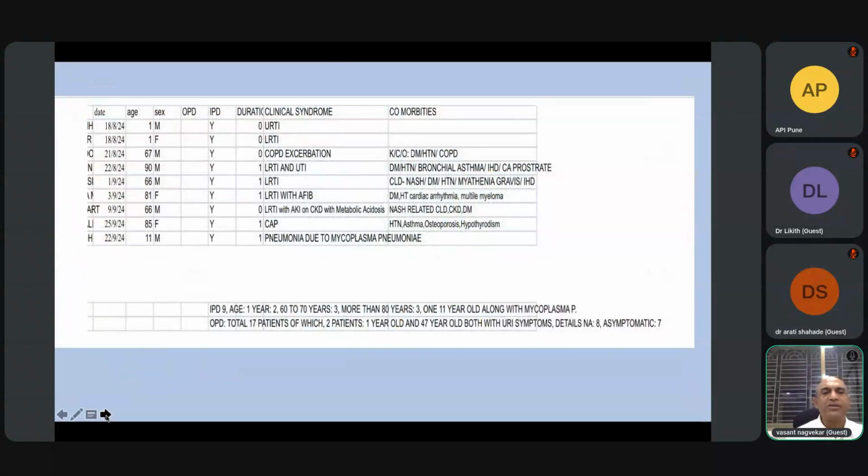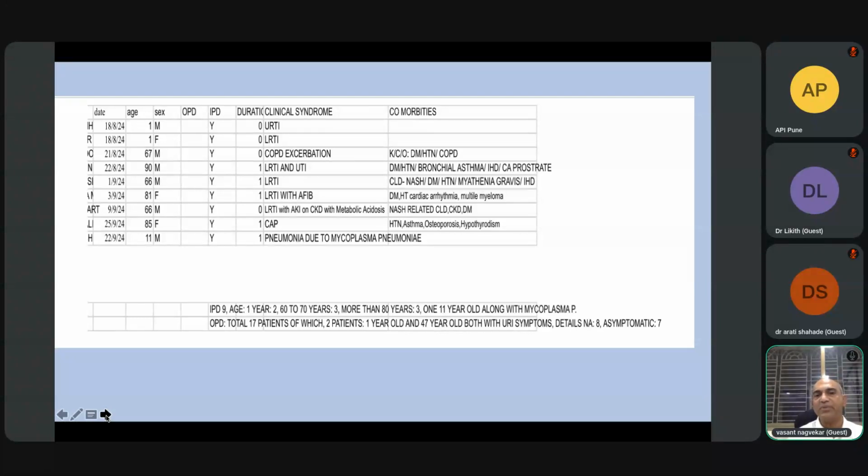And what were the risk factors? If you see all those patients who required to be admitted, 2 patients were less than 1 year of age. 60 to 70 years of age were 3, and more than 80 years, again 3. So I think age becomes a predominant risk factor.